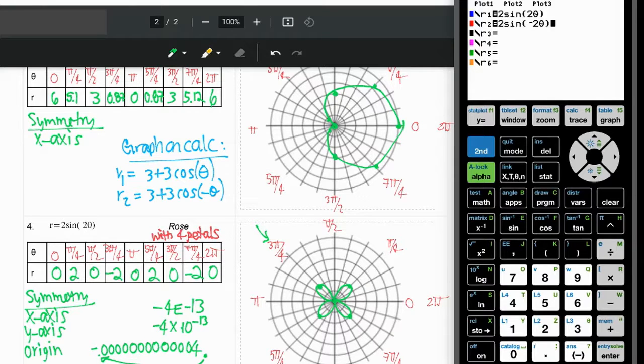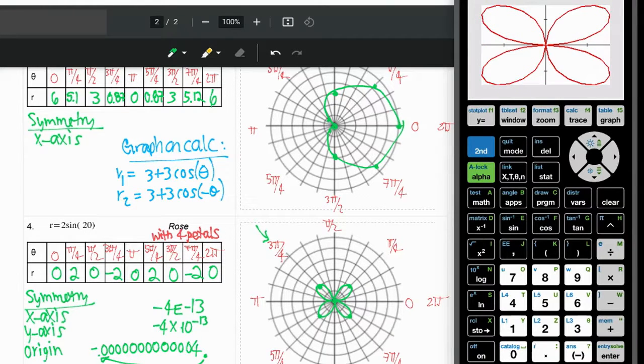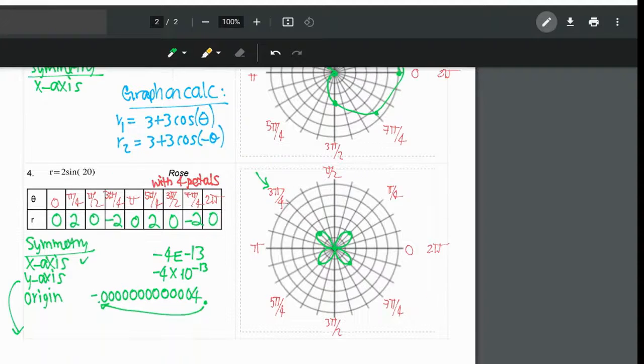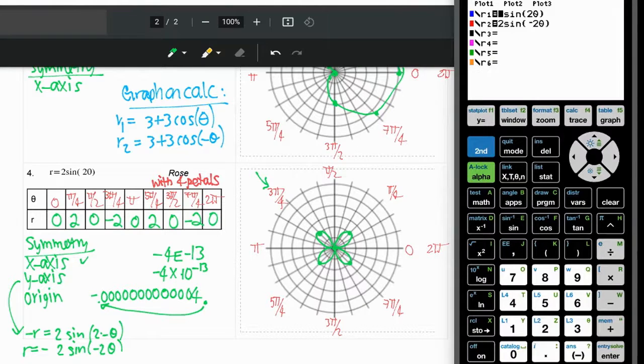All right, so let's look at our graph now. And you can see that that red graph just covers up our original blue graph. So it definitely has x-axis symmetry. For y-axis symmetry, we would substitute in both negative r and negative theta. So if we divide by negative 1, we would get r equals negative 2 times sine times negative 2 theta. So let's draw in a third graph here. So we could have negative 2 sine negative 2 theta.